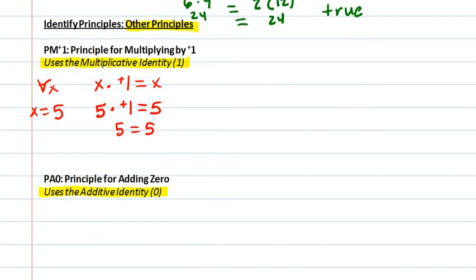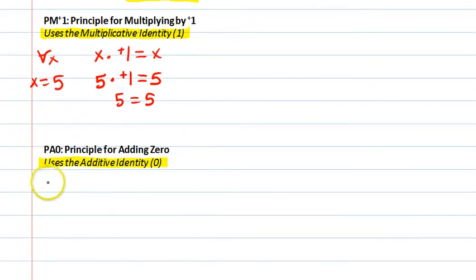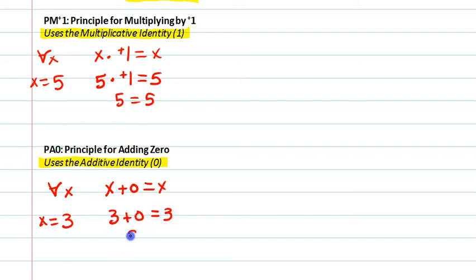Now let's look at the principle for adding 0. For all real numbers for x, this should be true. If I take x and I add 0 to it, I should get x. Let's say that x equals 3. 3 plus 0 equals 3. So 3 equals 3, which is true. And that's the principle for adding 0. This is the end of the video on principles and operations.